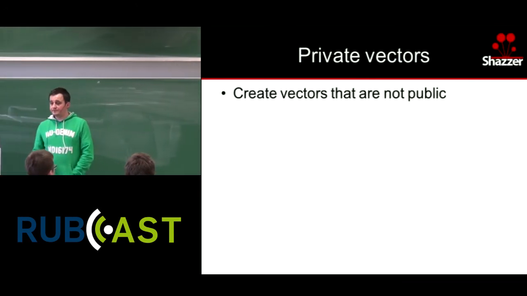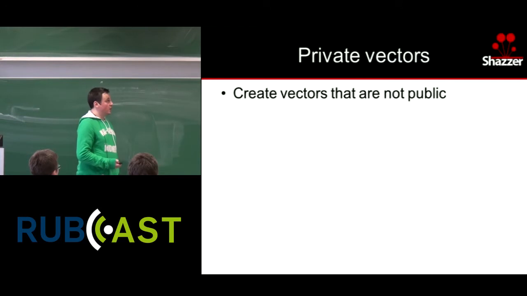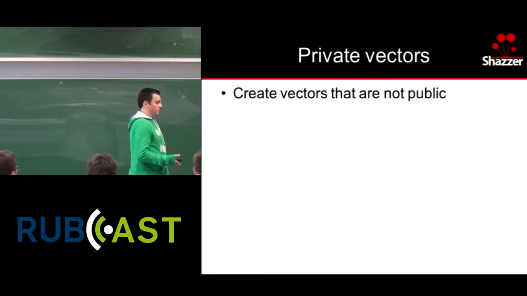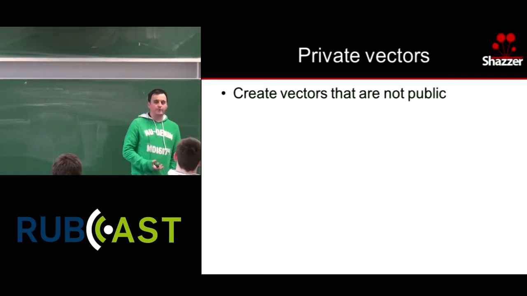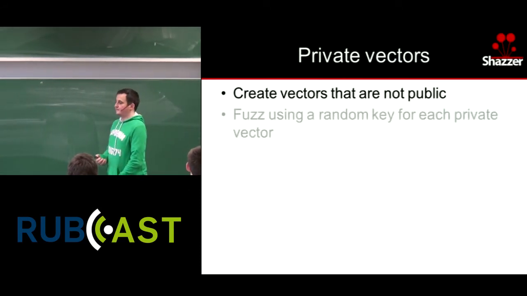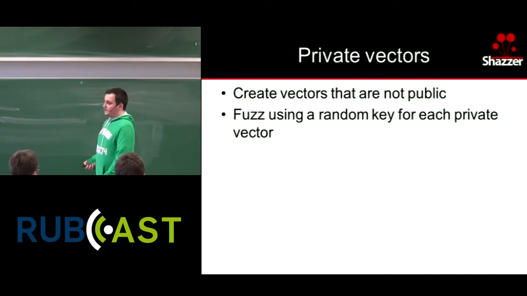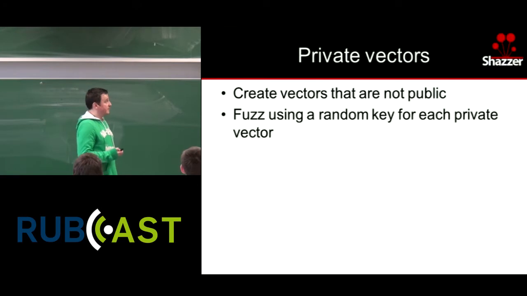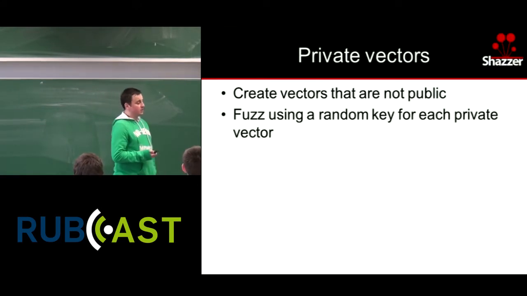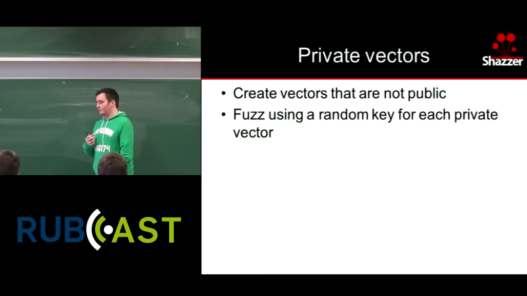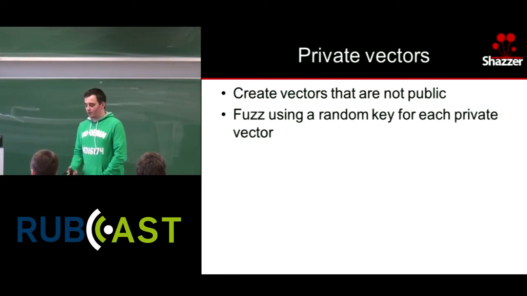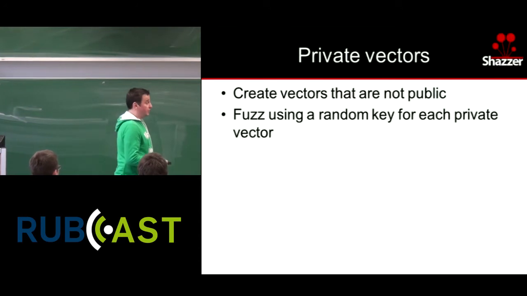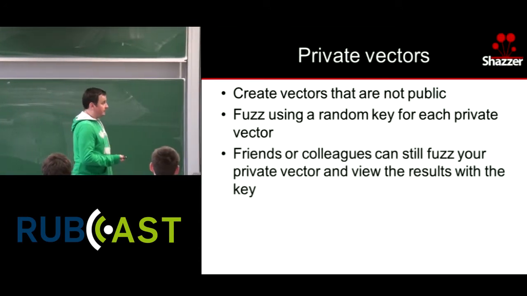Private vectors. So you can create vectors that aren't public. These are useful because you might have stumbled upon a technique that isn't public, and you don't want it to be public. You want to test it first. You can still fuzz the private vector by using the randomized key that it provides. So if you're on IM and you want to share this vector with your mate, but you don't want to tell the world about it, you can send them a link, allow them to fuzz it for you on their browser, and it will still work.